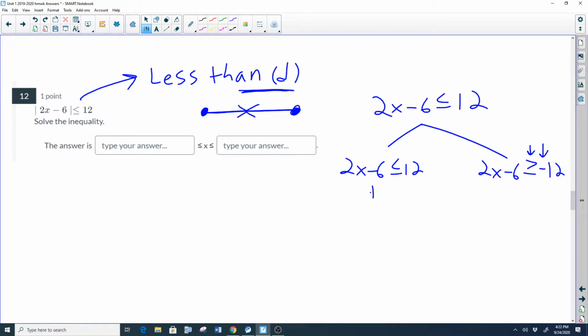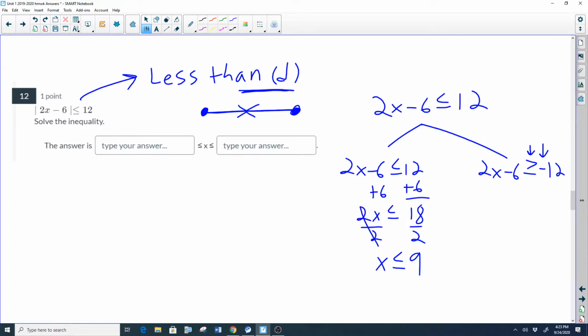Okay, so now we'll add 6. What is 6 plus 12? 6 plus 12 is 18. And then bring that down. We haven't divided by a negative yet, have we? No. Okay, good, because you might have to flip the inequality sign when you divide by a negative. So divide by 2, x is less than or equal to 9.